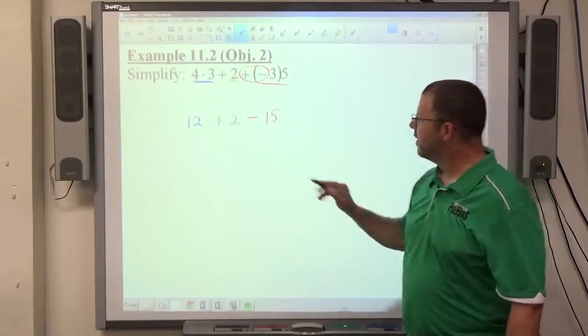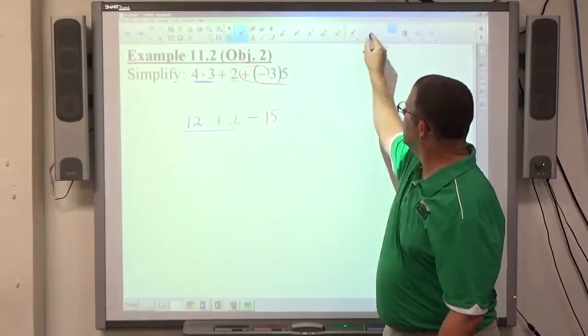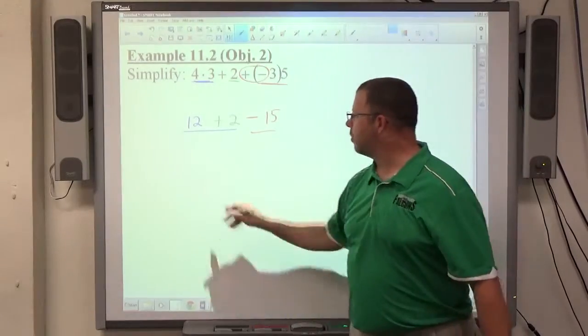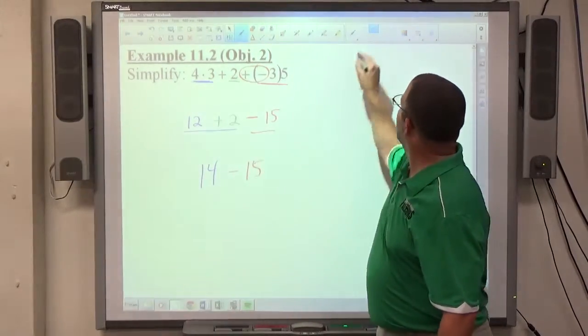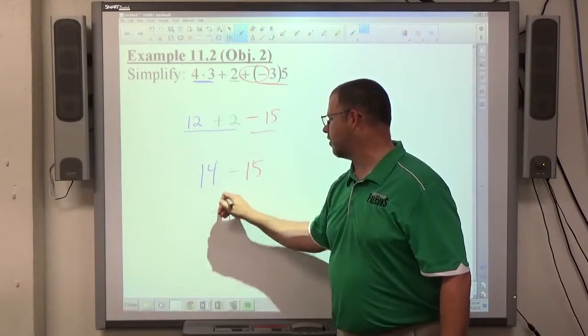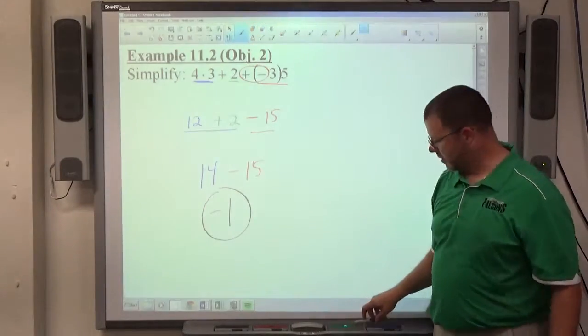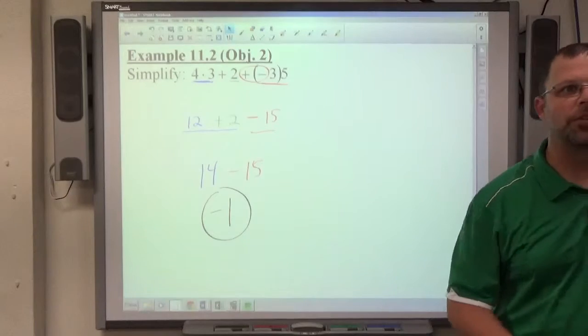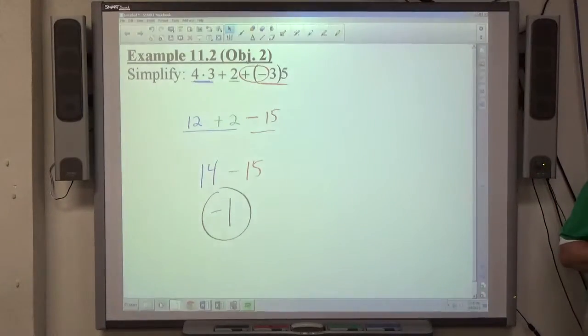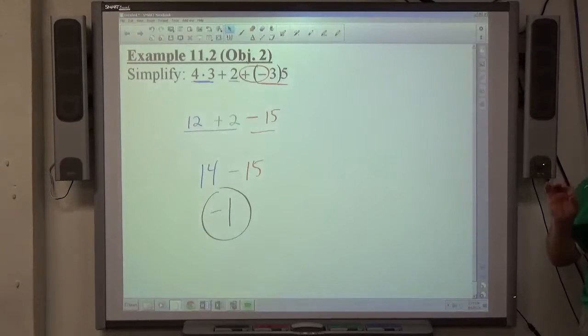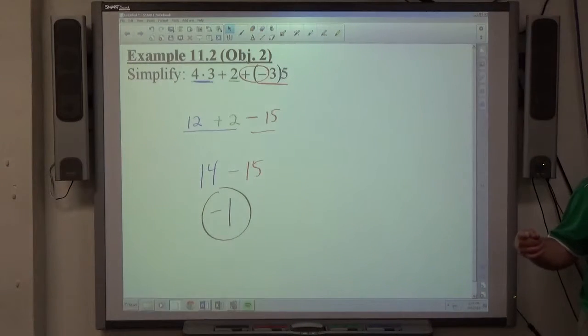Then, positive sum, negative sum. 12 plus 2 is 14. Minus 15 is the only negative number. And then we just subtract those numbers and make the answer negative because 15 is bigger. Okay, order of operations. And again, pay close attention to detail. Take extra time now and you'll be much faster later.